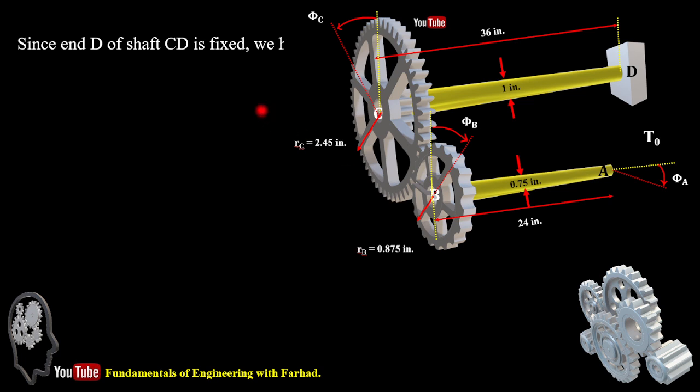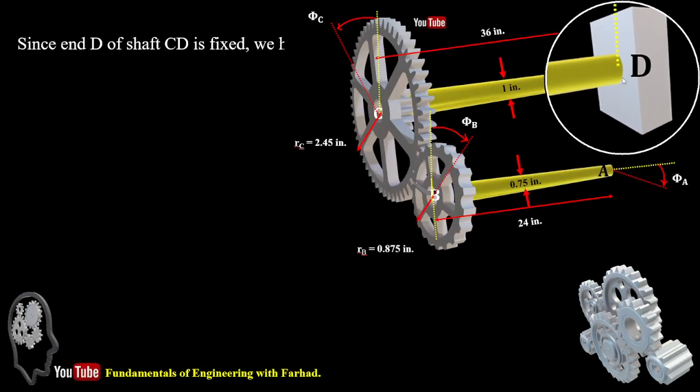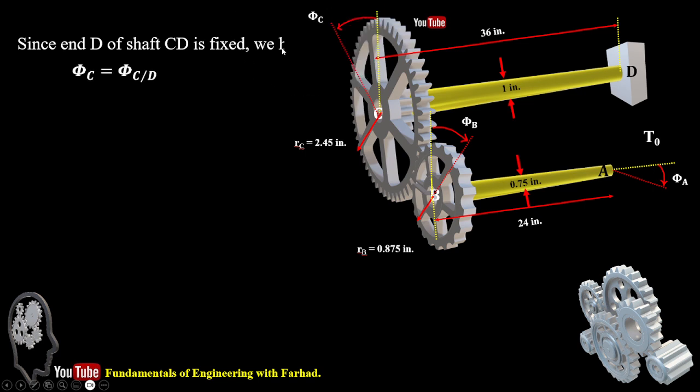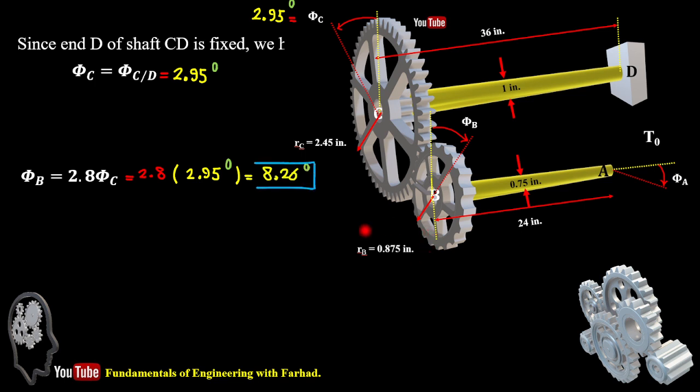Since support D is fixed, phi C in that case is only phi C versus D. There is zero here. So in that case, we already know what phi C over D is. That's 2.95 degrees. We already calculated that, so we just jot it down here. And phi B is 2.8 phi C. We already calculated this numeric value based on our relation. If we plug in the numeric value, it gives us 8.26 degrees for phi B.